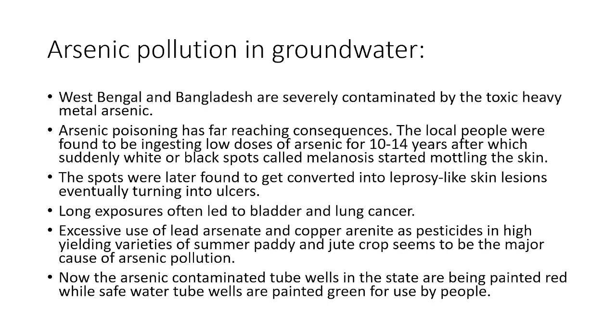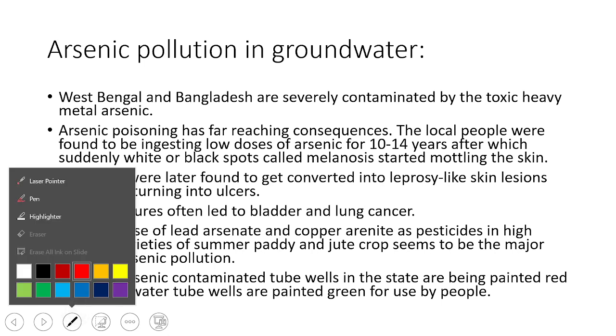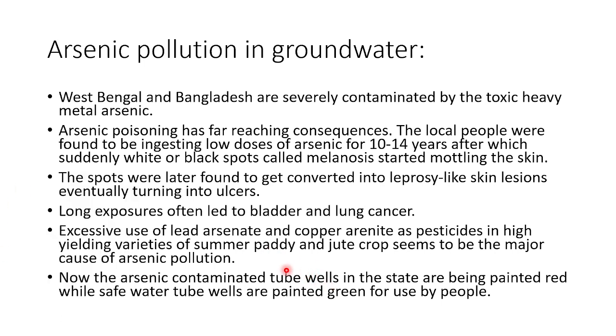Okay? And excessive use of lead arsenate and copper arsenate as pesticides in high yielding varieties of summer paddy and jute crop seems to be a major cause of arsenic pollution. Okay, so that is where the people use the arsenate, that is the lead arsenate and copper arsenate, in the summer paddy and jute crop, as a pesticide. Now, arsenic contaminated tube wells in the states are being painted red, while safe water tube wells are painted green for use by people.